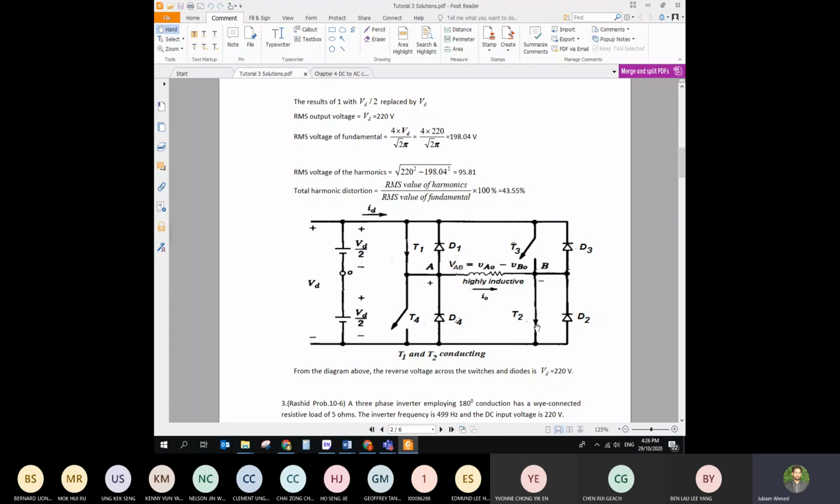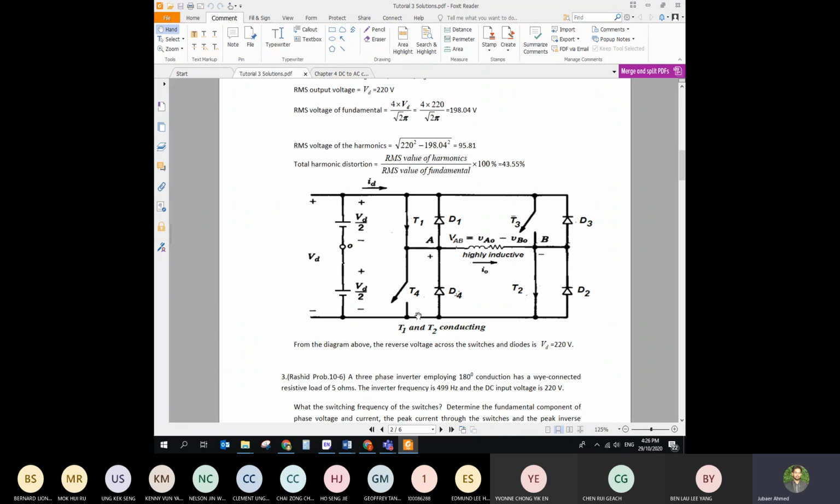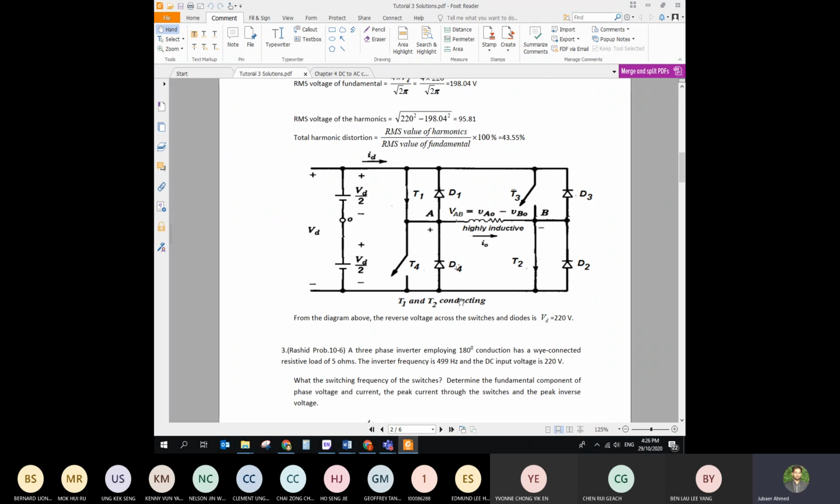So T1 and T2 are going to operate at the same time. At the other time, T3 and T4 are going to operate. When T1 and T2 are operating, this is the position of VA, and this is the position of VB, which is the voltage at the other side of the load. This is the load. The output across the load is VAB, which is VA minus VB. This is your 0 point. VA0 means the voltage from this point to that point, and VB0 is the voltage from this point to that point. Then you subtract them, and that gives your VAB.